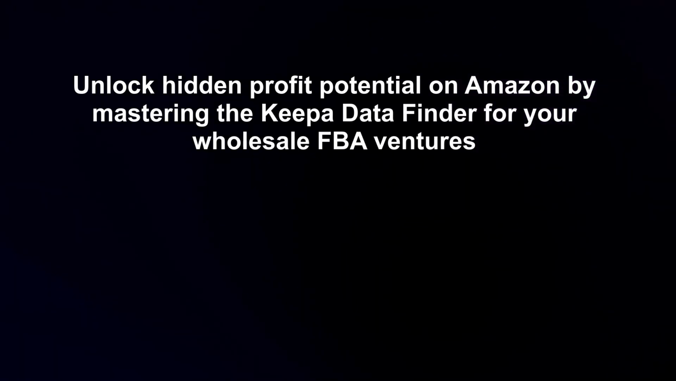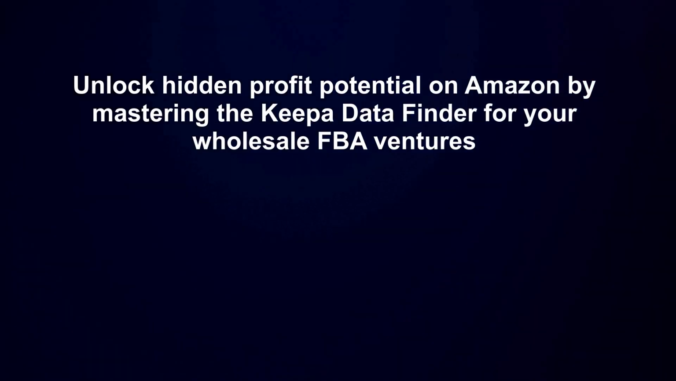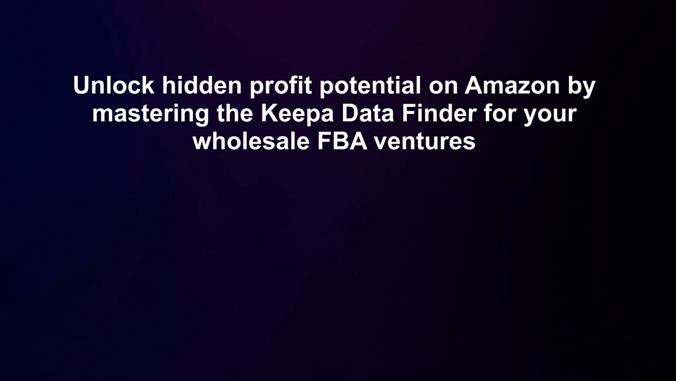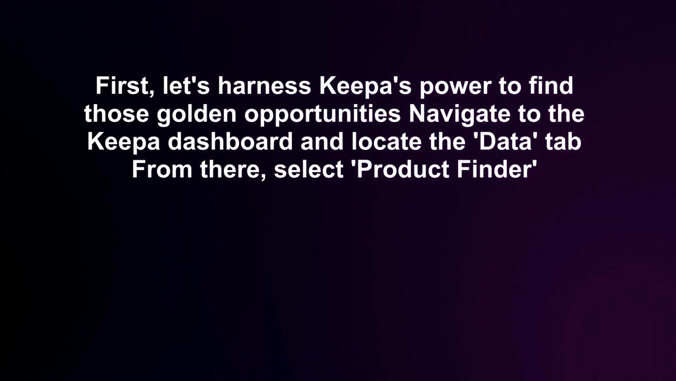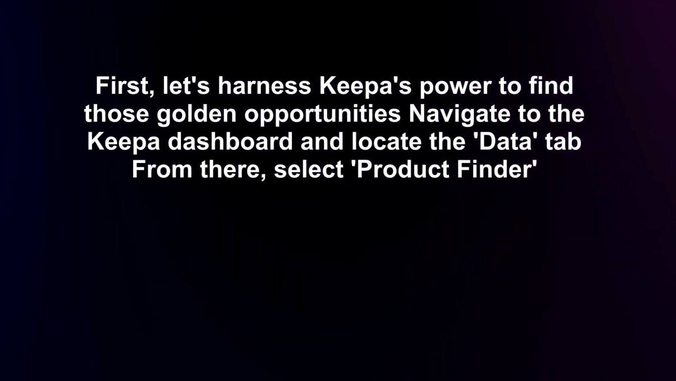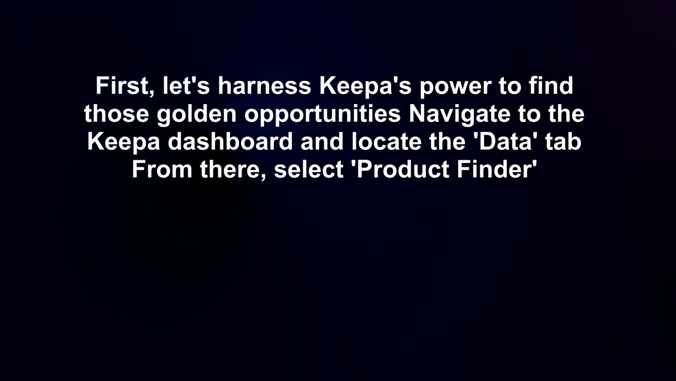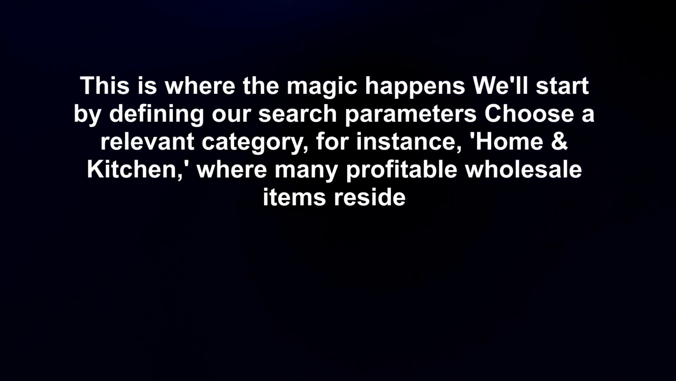Unlock hidden profit potential on Amazon by mastering the Keepa data finder for your Wholesale FBA ventures. First, let's harness Keepa's power to find those golden opportunities. Navigate to the Keepa dashboard and locate the Data tab. From there, select Product Finder. This is where the magic happens.